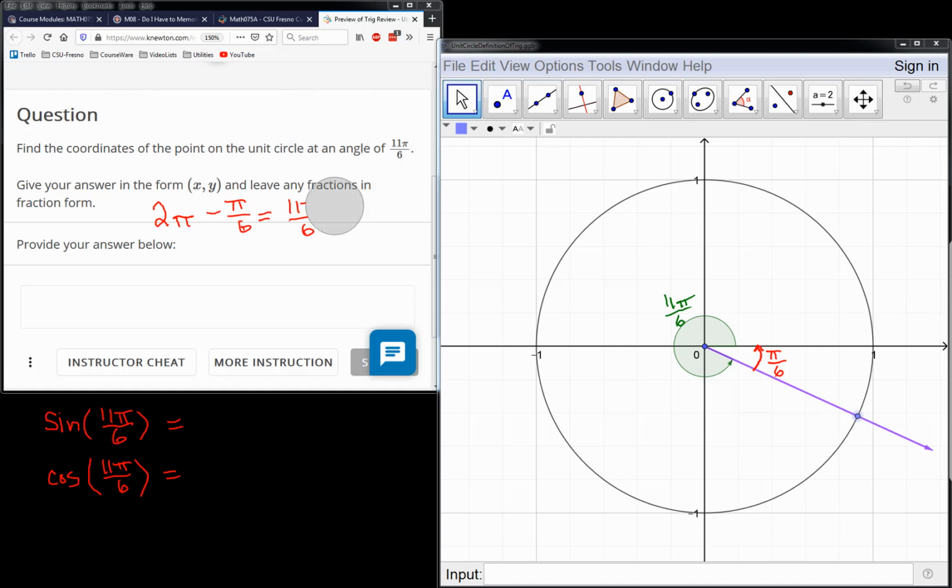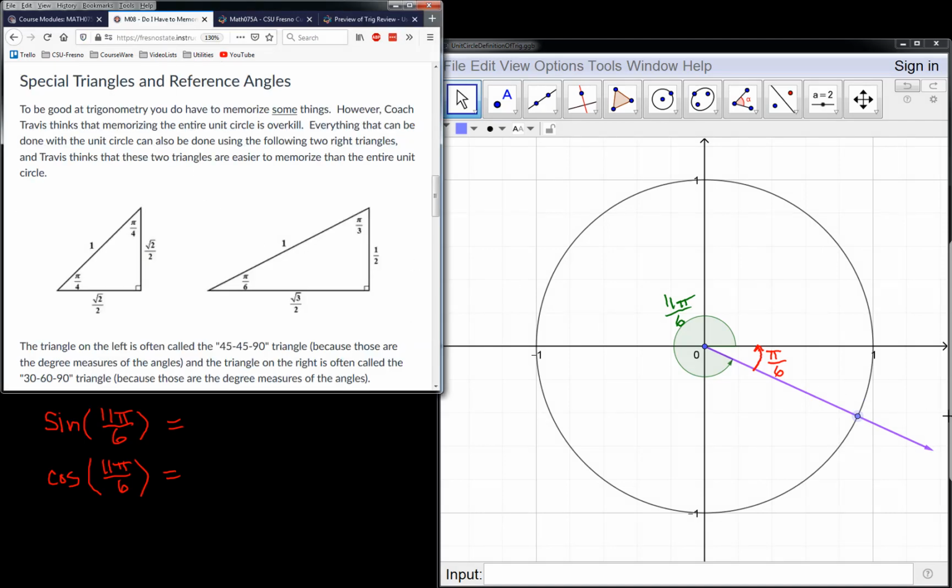Okay, but now where are these special triangles? How are they going to help us now? So let's go back to the special triangles. What I'm going to do now is this is a reference angle. The pi over 6 is the reference angle for the angle 11 pi over 6, because pi over 6 is the acute angle formed between the terminal side and the x-axis. So pi over 6 is the reference angle.